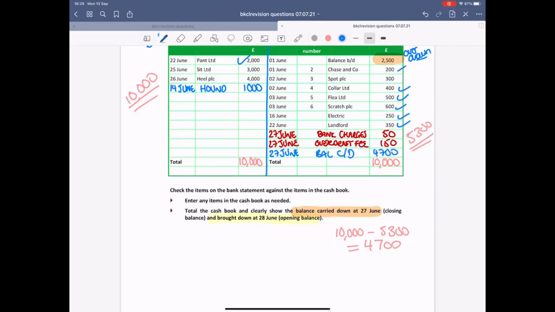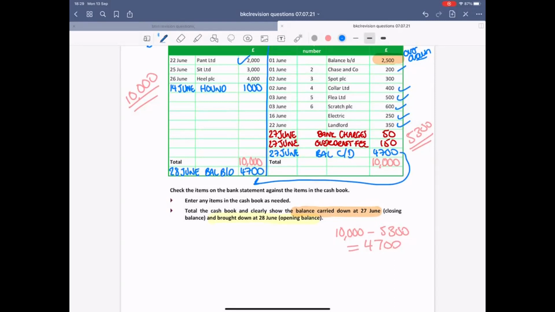And then we're going to bring it down. We drag it round to the other side and bring it down. This is going to be on the 28th of June. This is our balance brought down to 4,700. So that's all you have to do for task 6 in this one. You just literally have to update the entries that are on that bank statement into the cash book. We know that there's more to come.